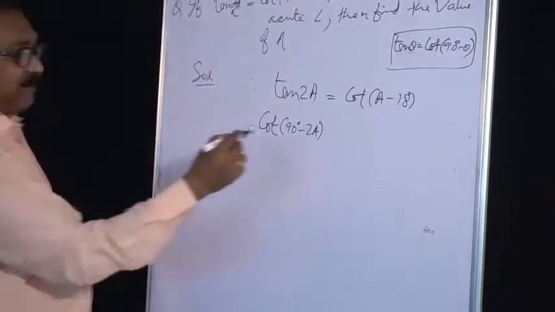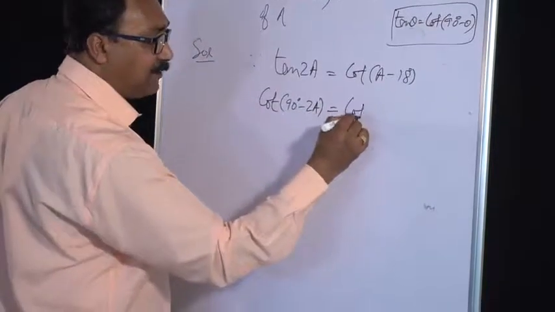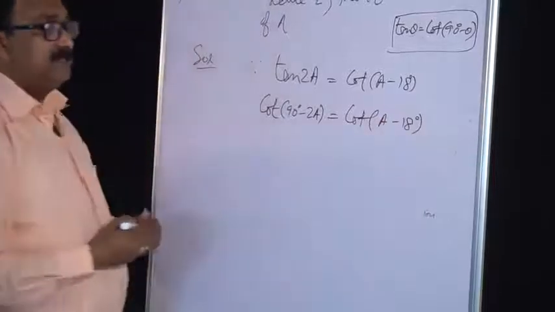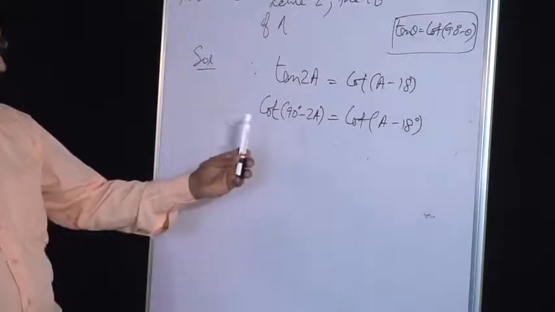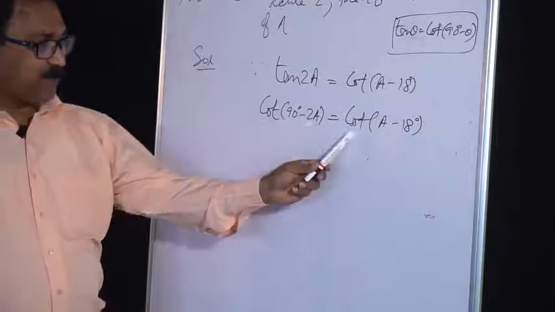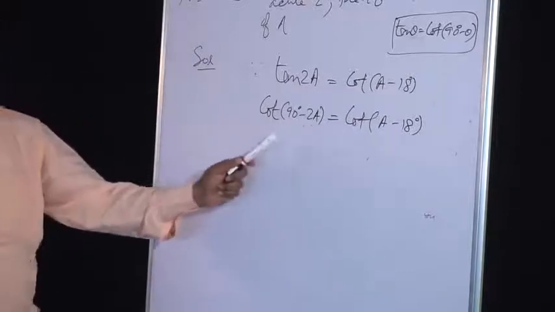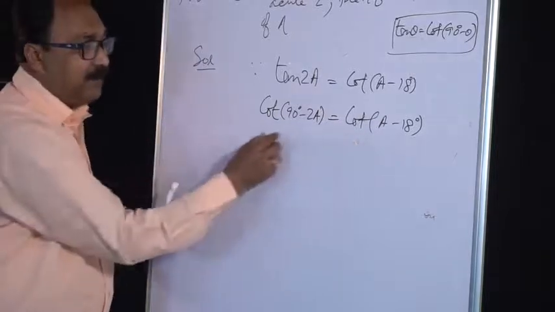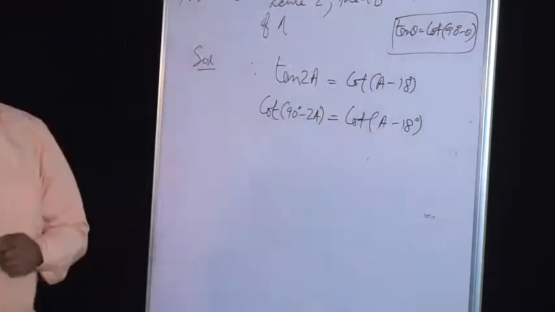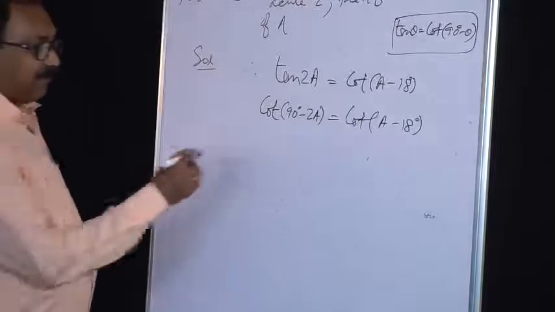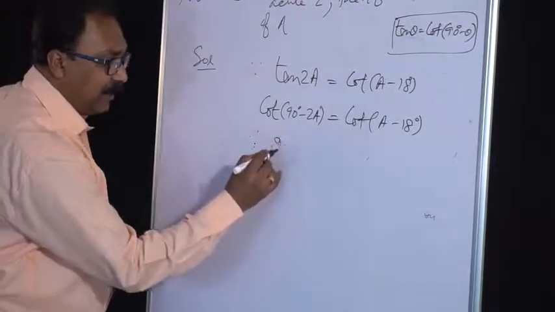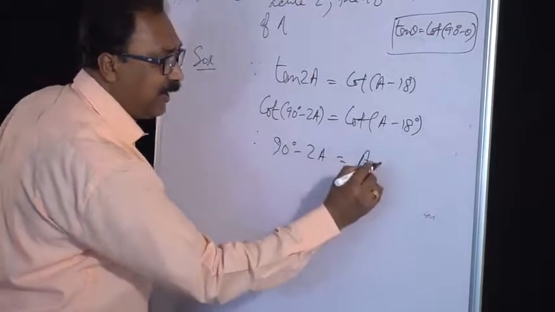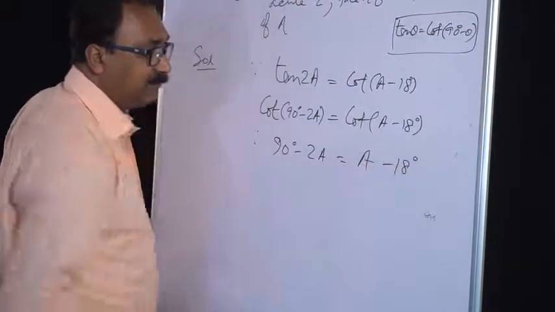Clear? And what do you have on the right side? You have on the right side cot A minus 18 degree. Is it clear? So now what is happening here? Both sides we have cot. Look at this, both sides we have cot. So when we have cot on both sides, that means the same trigonometric function, so the angles must be equal. Clear? So therefore, we can write 90 degree minus 2A is equal to A minus 18 degree.